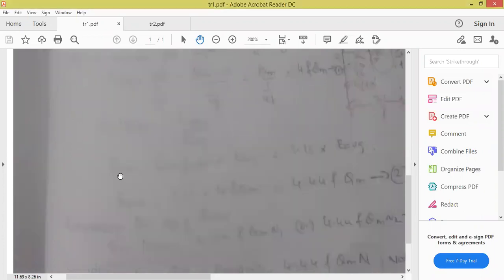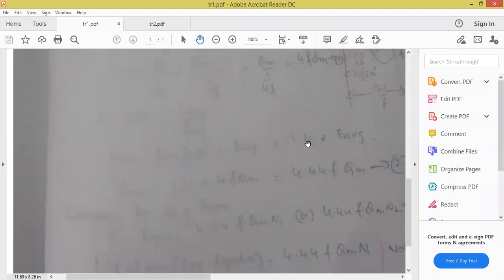From this expression, what is RMS voltage? I have written it in shortcut, ERMS. What is the formula written here? ERMS equals form factor into E average, average voltage. So ERMS equals 1.11 into E average. What is the first equation we got? E average, how much did we get here? 4f phi m. So I have substituted here: we multiply 4.44 into f into phi m.